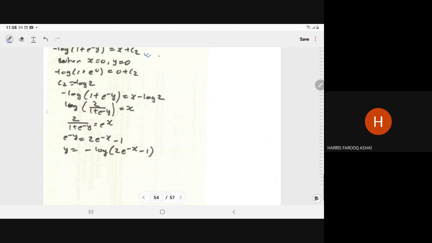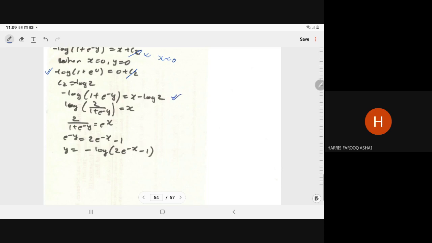Now in this you put x is equal to 0. When x is equal to 0, y is 0. So here you will get minus log of 1 plus e to power 0 is equal to 0 plus c2. That will give you c2 is equal to minus log 2. So when we put c2 is equal to minus log 2, here you will get minus log of 1 plus e to power minus y is equal to x minus log 2.